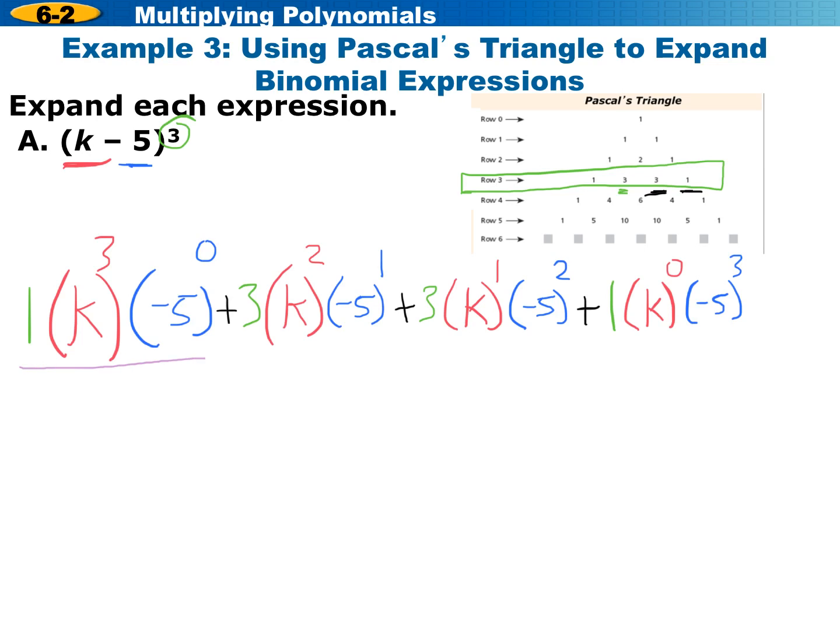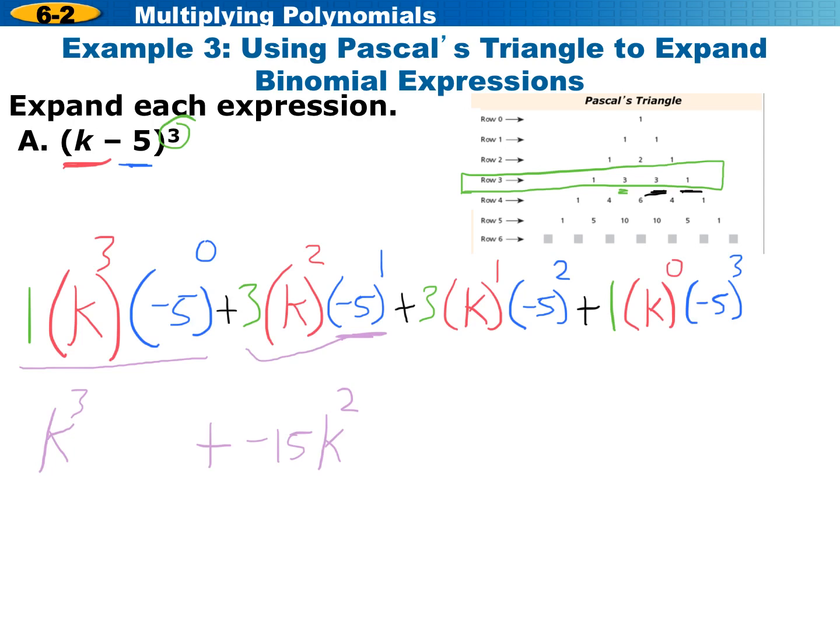One times k to the third times negative 5 to the 0. Multiply that out to get your first term, and you're going to end up with just k to the third. And then you're going to add, we have negative 5 to the first, which is negative 5. Negative 5 times 3 is negative 15. And then k to the second power.